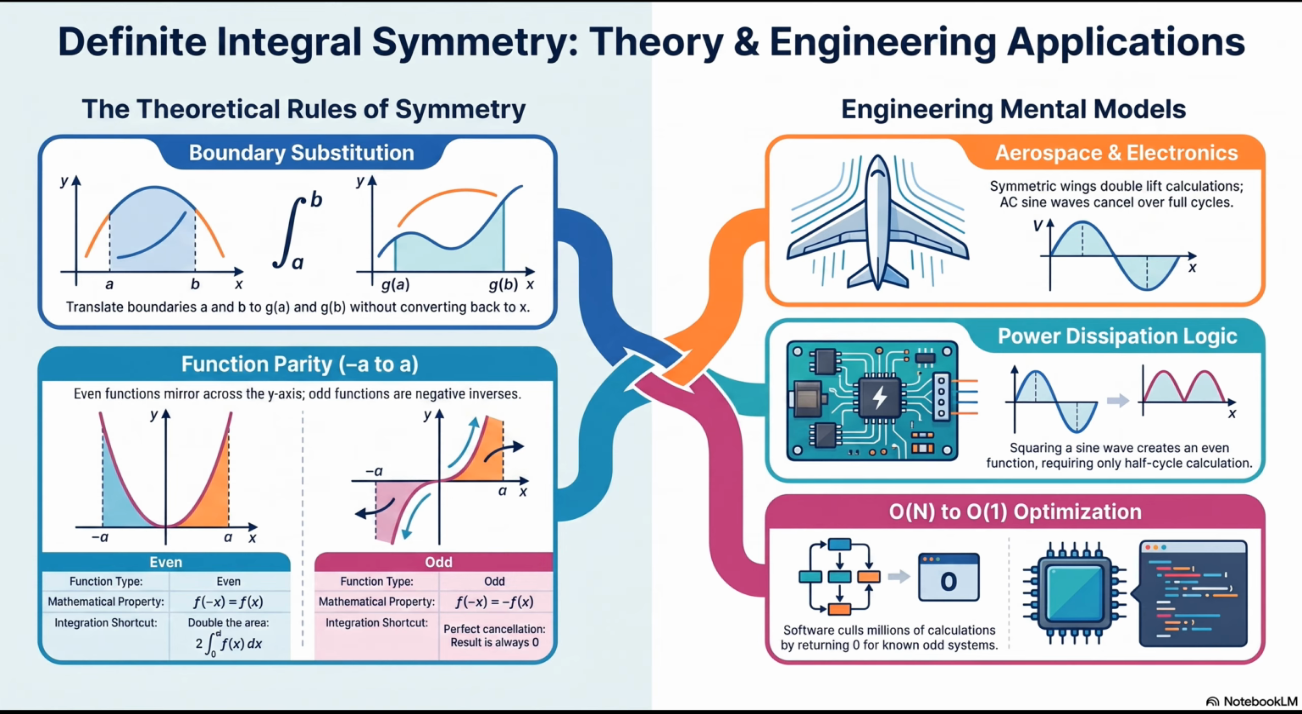Specifically, alternating current integration and DC bias. The electricity coming out of a standard wall outlet travels in a pure sine wave, right? Which is fundamentally an odd function. Yes, it peaks at a positive voltage, crosses 0, and dips into an identical negative voltage. So if an electrical engineer integrates that pure AC wave over a full symmetric cycle from negative time to positive time, the result is 0. The positive voltage is perfectly canceled by the negative voltage.